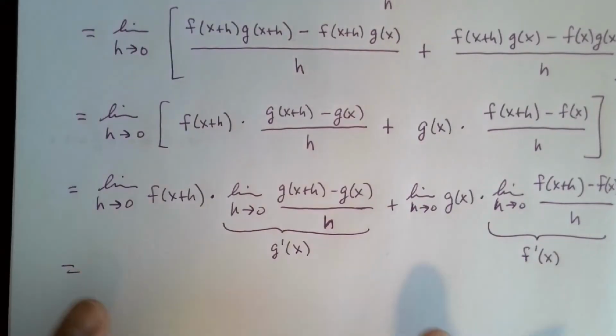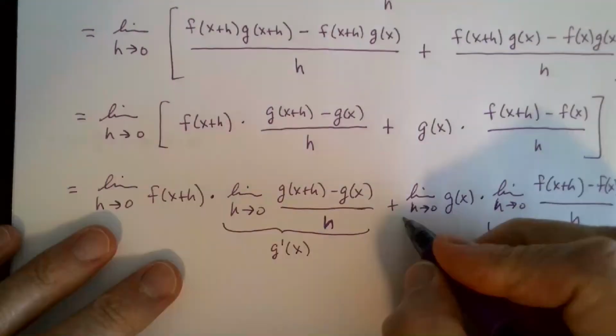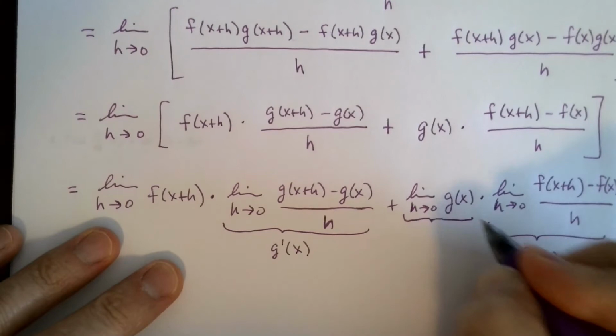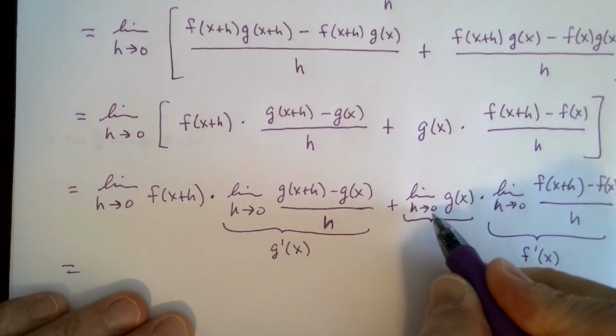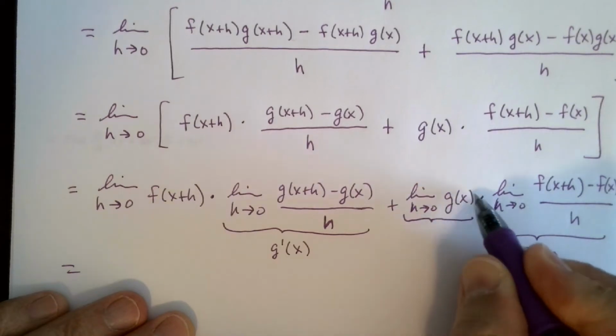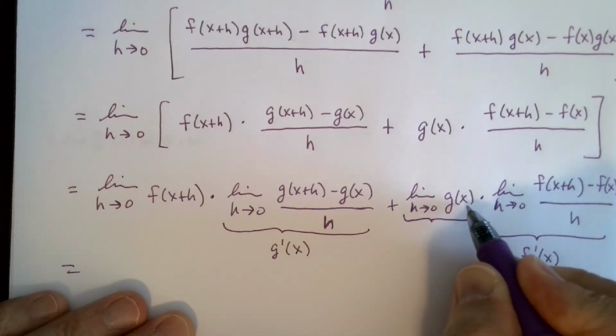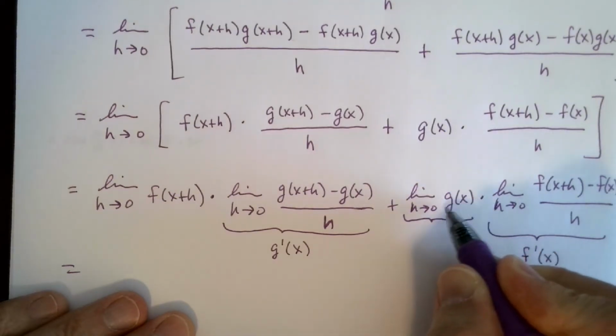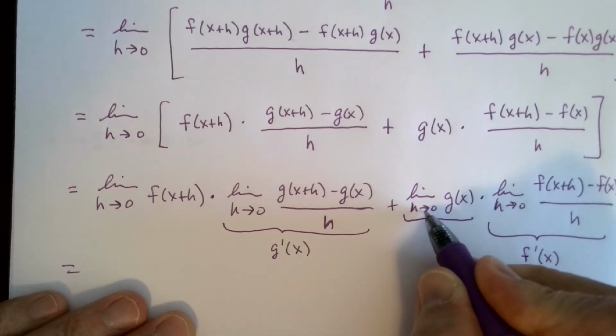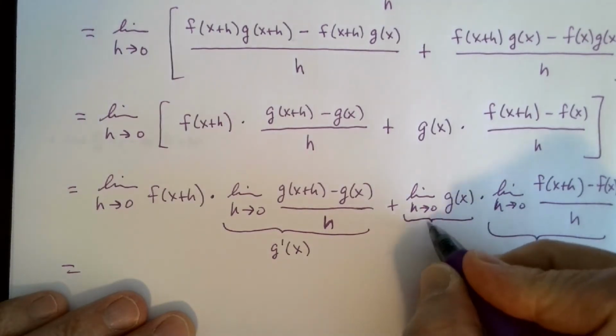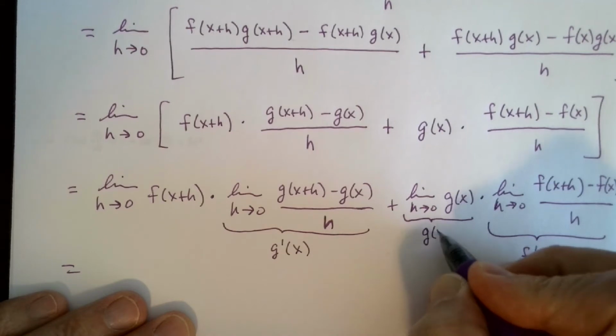Okay. Now there are 2 more limits left. Let's look at this one over here. The limit as h goes to 0. Keep in mind, h is going to 0. h is changing. Does this have an h in it? g of x? No. So x is constant with respect to h. As h goes to 0, this is just a constant, so this is just going to be g of x.